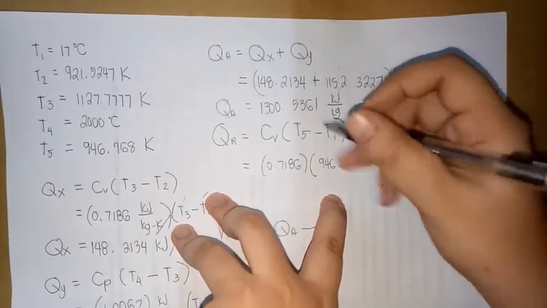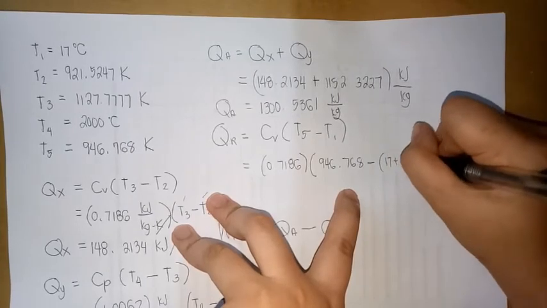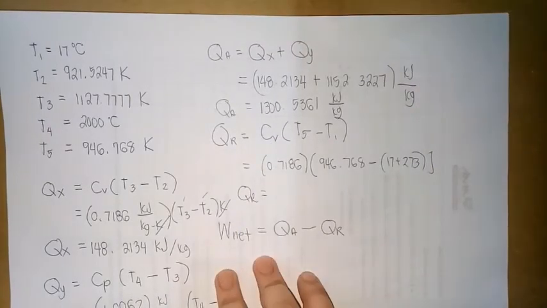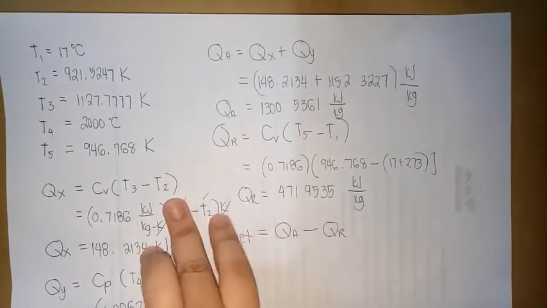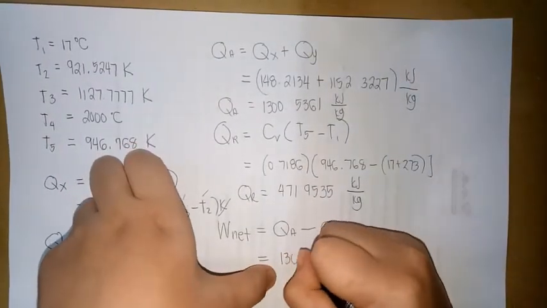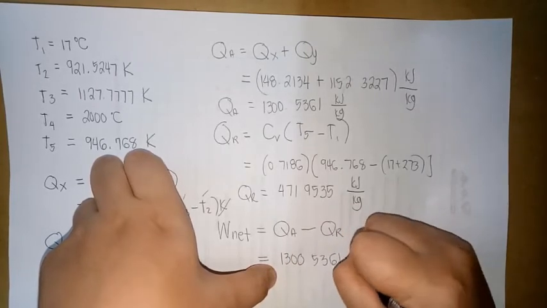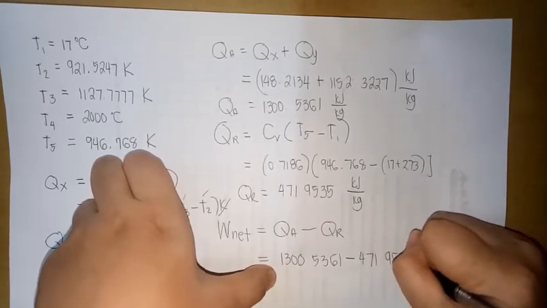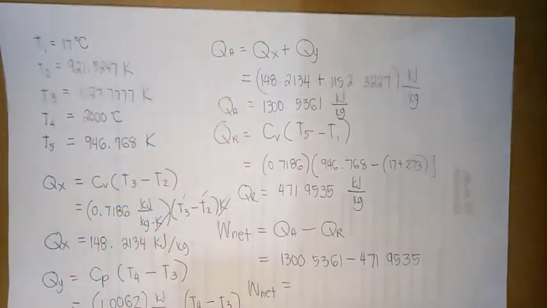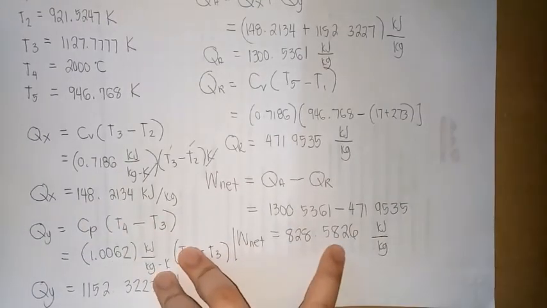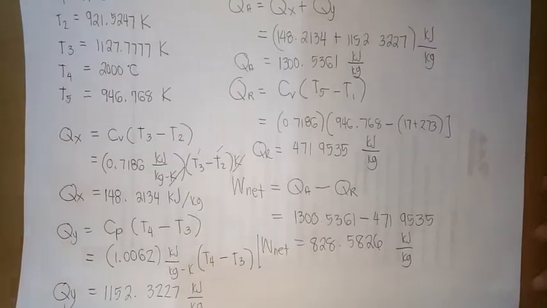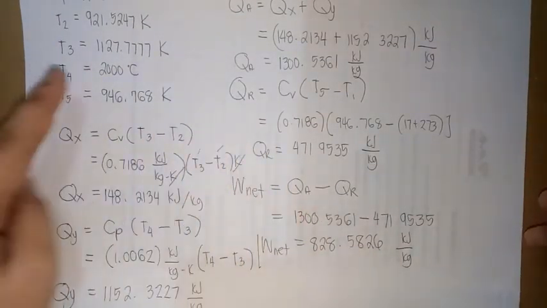Now, solving for QR, again, let us just substitute these values, 946.768 minus T1. Si T1 ay naka-Celsius, so paplasan natin ng 273. So, si QR is equal to 471.9535 kilojoules per kilogram. Solving for work net, isubstitute lang natin QA minus QR. 1,300.5361 minus 471.9535. So, work net in kilojoules per kilogram is equivalent to 828.5826 kilojoules per kilogram.